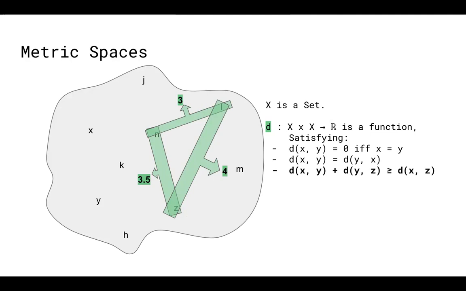So I want to be clear, this doesn't imply the Pythagorean theorem or anything like that. It's a weaker condition, but it just says that it's better to go, in air quotes, straight than to take a meandering route, right?